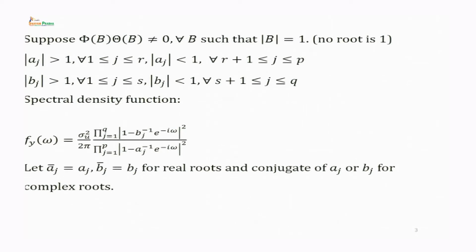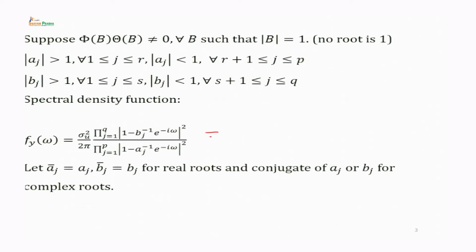Then the spectral density function for the process y_t is given by f_y(omega) equal to sigma_u squared upon 2 pi, product j equal to 1 to q of mod (1 minus b_j inverse e to the power minus i omega) whole squared, divided by product j equal to 1 to p of mod (1 minus a_j inverse e to the power minus i omega) squared.